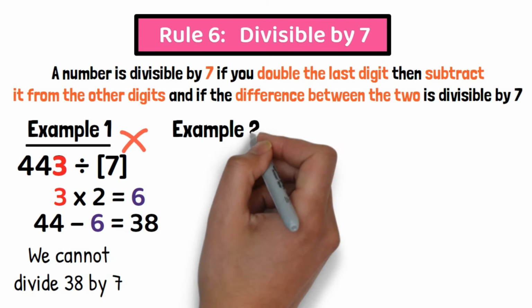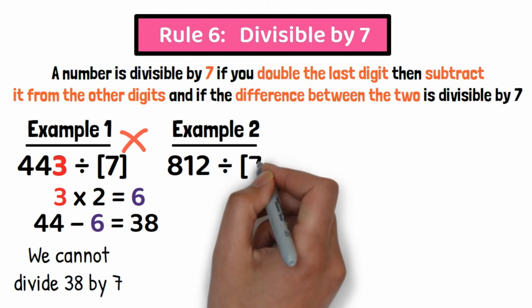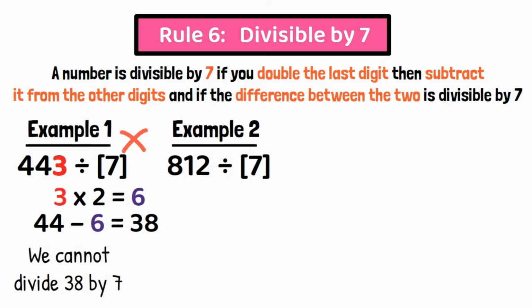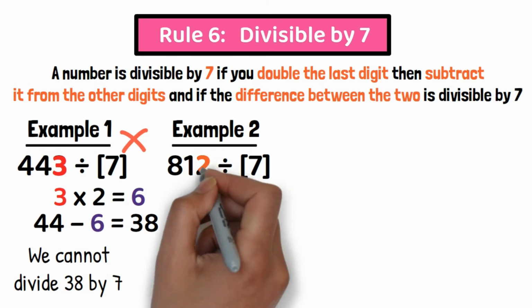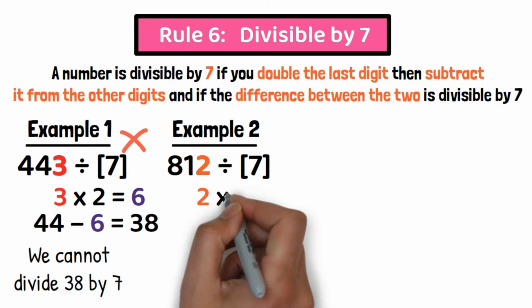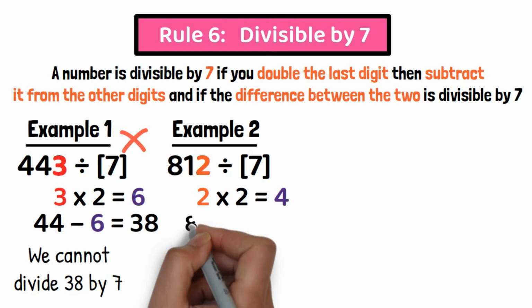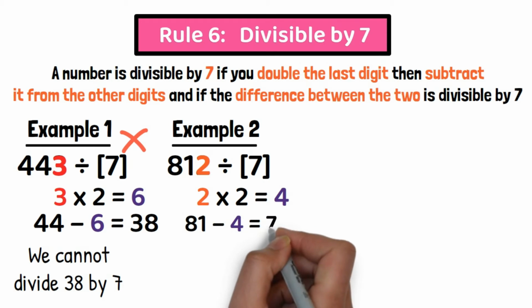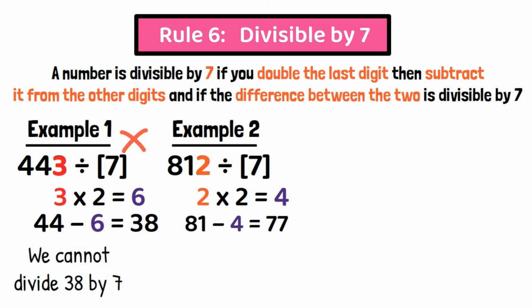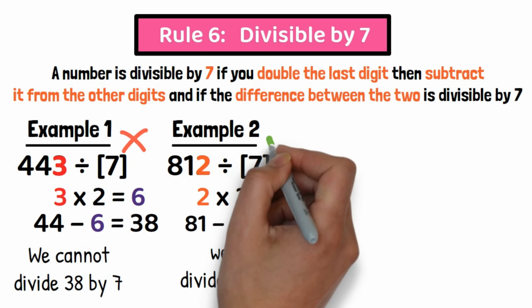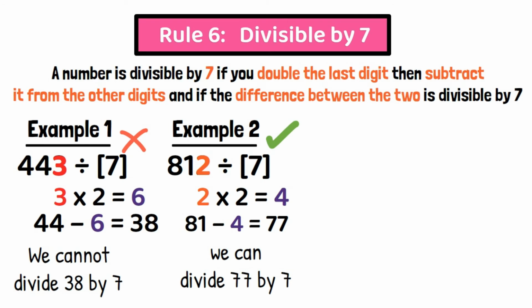Now we move on to example 2, where we have 812. So is 812 divisible by 7? Multiply the last digit by 2, remember, so we have 2 multiplied by 2 equals 4. Then subtract 4 from 81. So we have 81 minus 4 equals 77. We can divide 77 by 7 without a remainder. So 812 is divisible by 7.